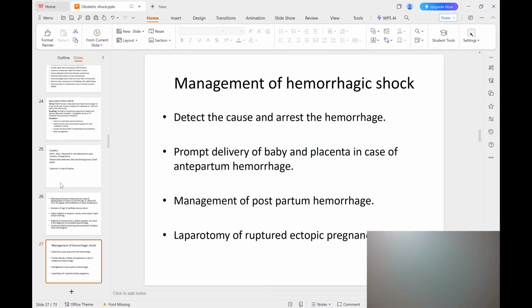So for management of hemorrhagic shock, we need to identify and arrest the cause of hemorrhage, and if the cause is placental or antepartum, then immediate delivery of the baby is required. Similarly, management of postpartum hemorrhage, and in case of ectopic pregnancy, laparotomy is advised.